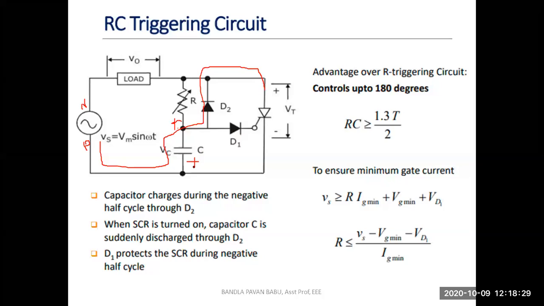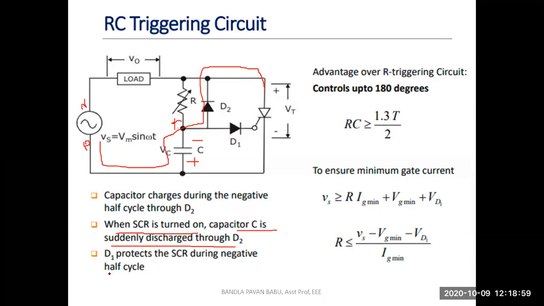I repeat once again. Initially, the capacitor is charged with polarities positive and negative. Now, the polarities are reversed in the negative half cycle. Here it is negative and positive. So the stored energy is released through the diode D2. Okay, so that is the case. That's what is mentioned here: when the SCR is turned on, capacitor C is suddenly discharged through D2.